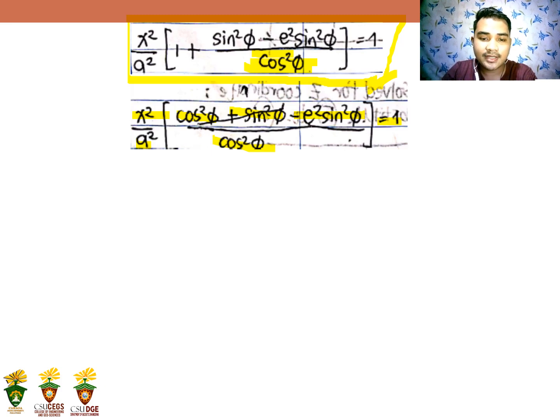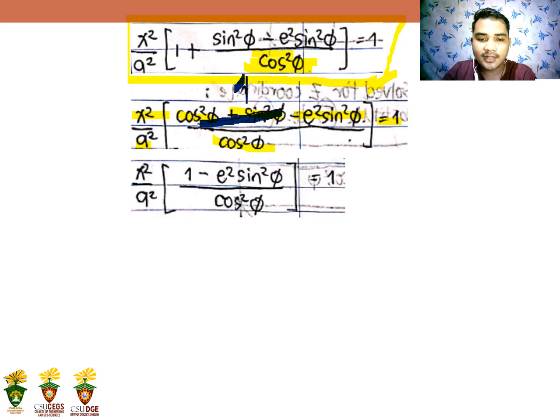And from this equation, we can say that cosine squared geodetic latitude plus sine squared geodetic latitude is also equal to 1. Diba? Trigonometric identity. So therefore, ang mabiling na lang is x squared over a squared times 1 minus e squared sine squared geodetic latitude all over cosine squared geodetic latitude. That is all equal to 1.